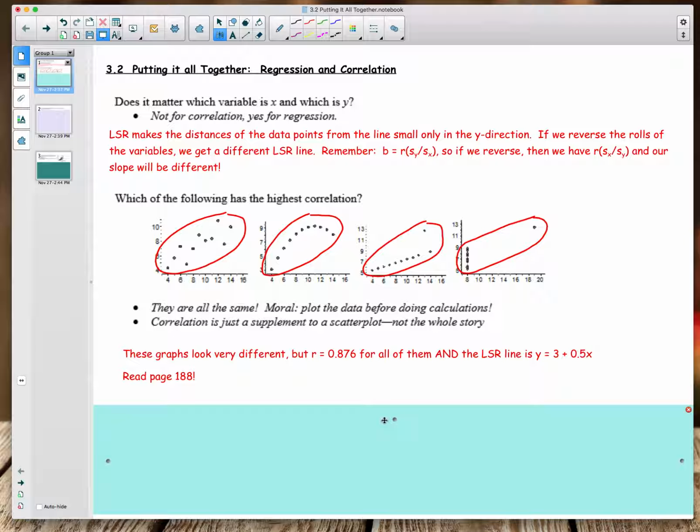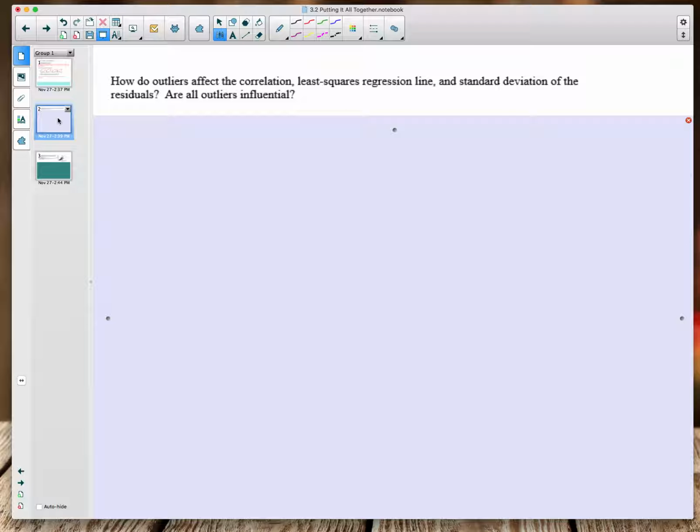Make sure you're looking at page 188. That is basically talking about those four graphs that we just did. So take a second, pause the video, and please read through page 188 as far as those graphs go. Okay, moving on to the next part.